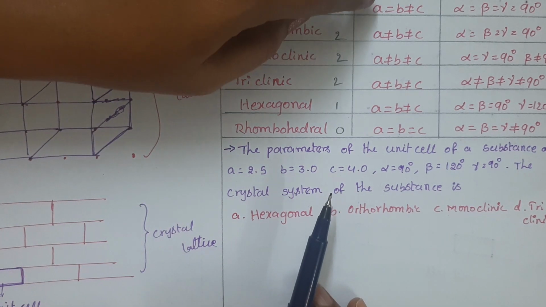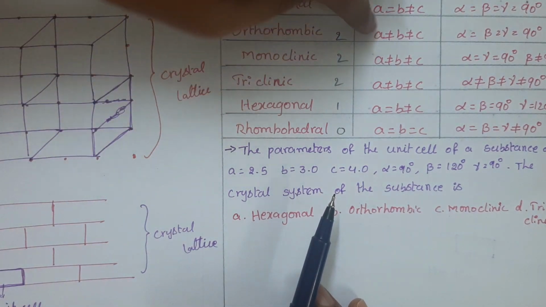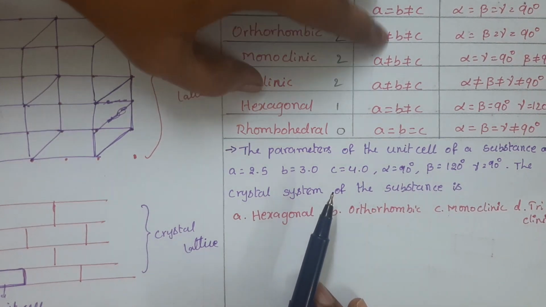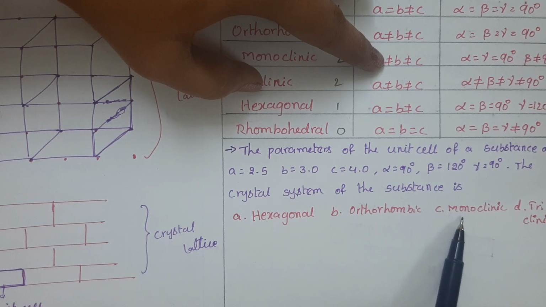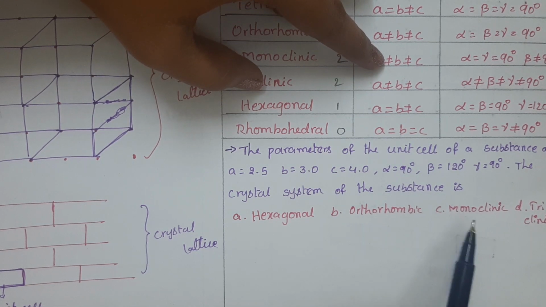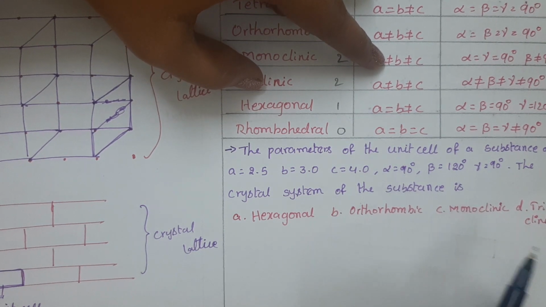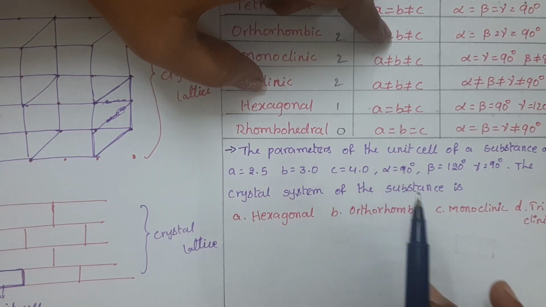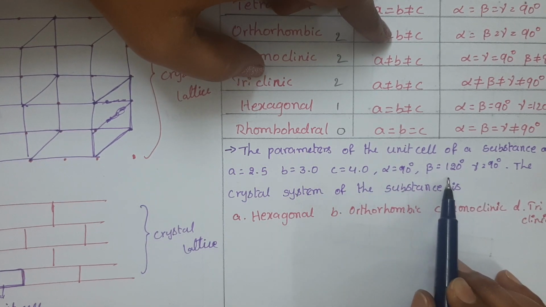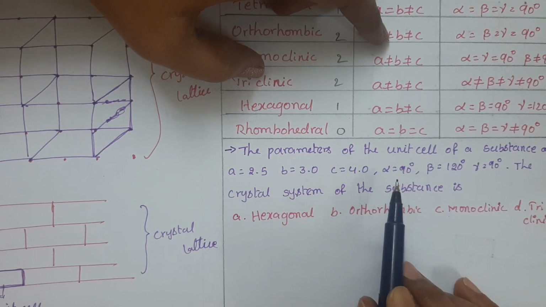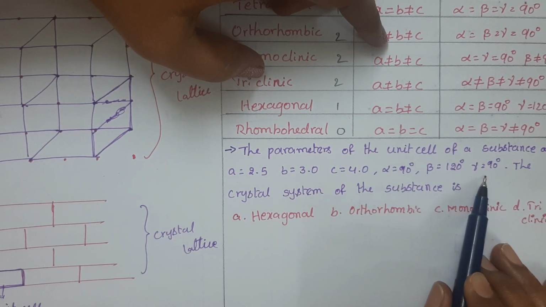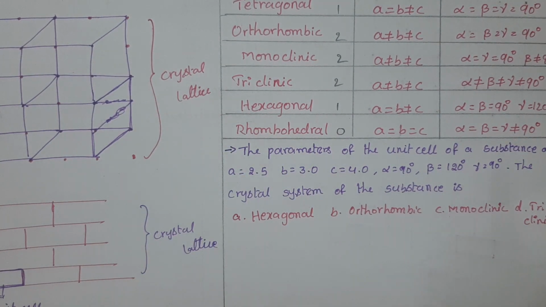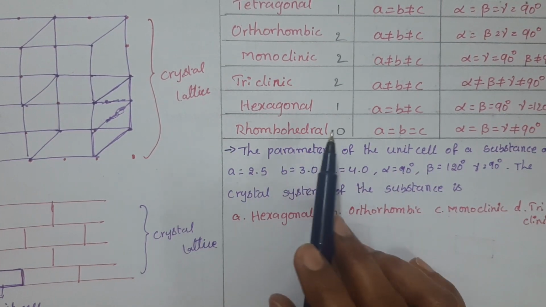So what is there here? a is not equal to b is not equal to c means it may be orthorhombic, monoclinic or triclinic. From these three we have to choose monoclinic and triclinic, since these options are given. Again, the axial angles are alpha equals 90 degrees, beta equals 120 degrees and gamma equals 90 degrees. It is nothing but alpha equals gamma equals 90 degrees and beta equals 120 degrees.